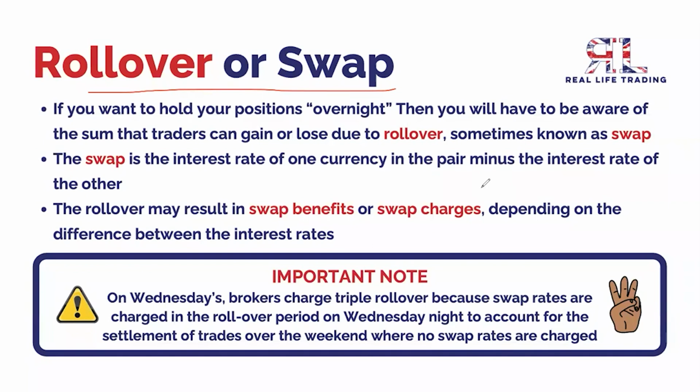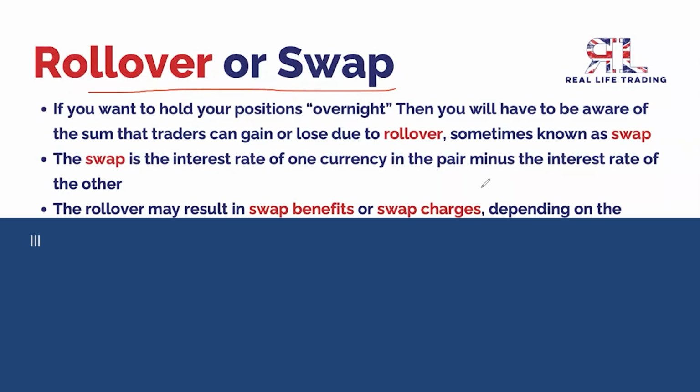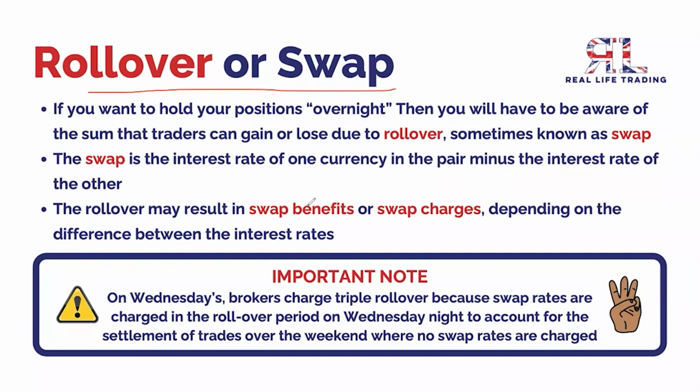The swap is the interest rate of one currency in the pair minus the interest rate of the other currency. So it's basically taking the interest of one currency and taking away the interest of the other currency that you're trading, right? So it's taking your base currency and minusing your quote currency. So this may result in a swap benefit or a swap charge, as they're known, depending on the difference between the rates. So what does that mean?